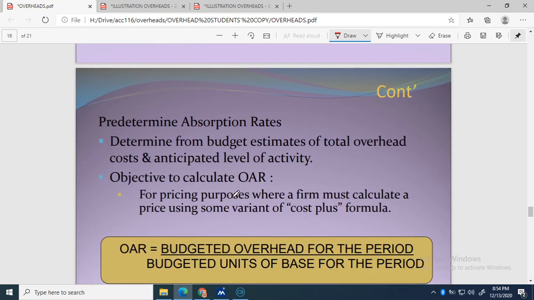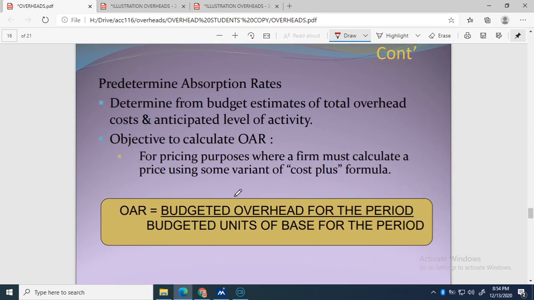So how to calculate OAR? The first one, we have to determine from the budgeted estimates of total overhead cost and anticipated levels of activity. So the objective to calculate OAR is for pricing purposes, where a firm must calculate a price using some variance of cost plus. So that means here we have to get the cost. We have learned direct material to get the direct material cost. We have learned direct labor to get labor cost or wages cost. Now, we want to get overhead cost. So, in order to get the overhead cost, we must calculate the overhead absorption rate.